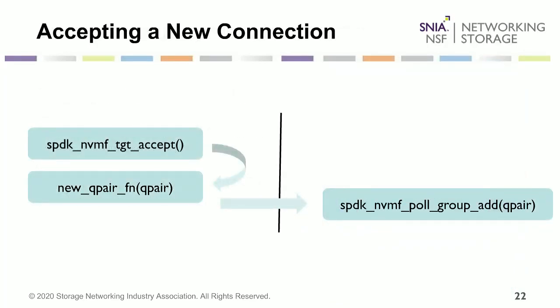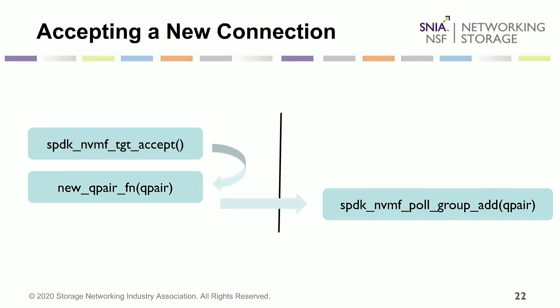So from here, I'm going to go through 2 flows just to outline probably the 2 most important operations that we have in the target. The first one is accepting a connection. The second one will be the I/O path. And then we'll get into the performance data.